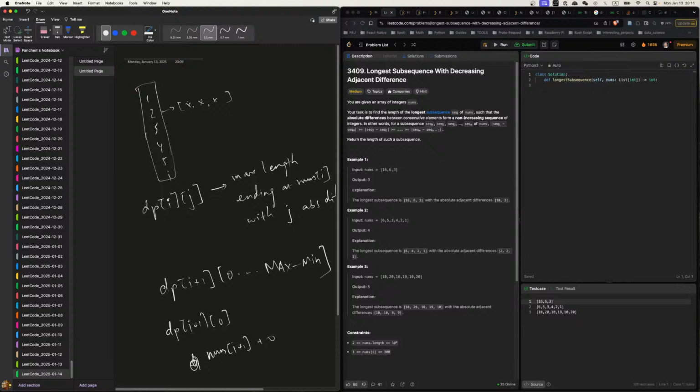We can call it k, right? We can call this k. So just plus k and nums i plus 1 minus k if possible. And then for that number, I need to know where in the dp.